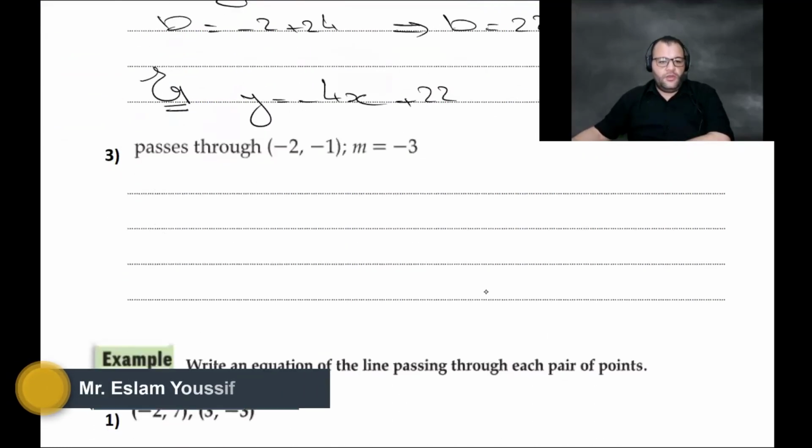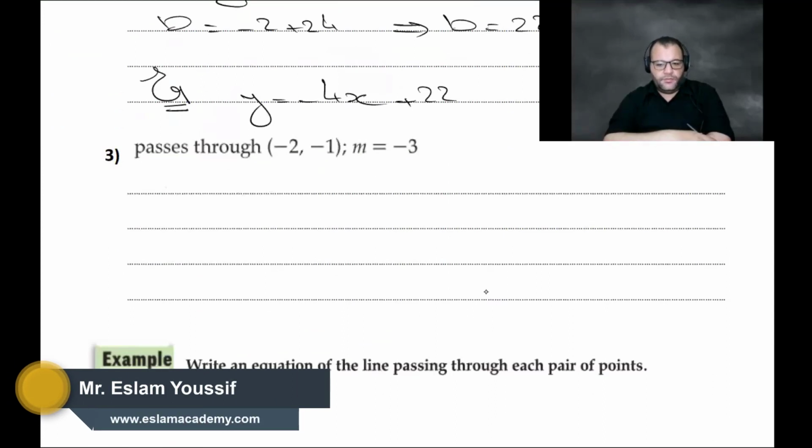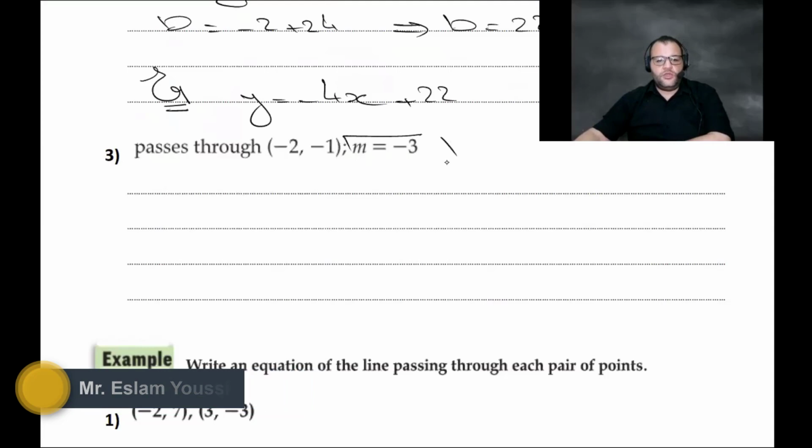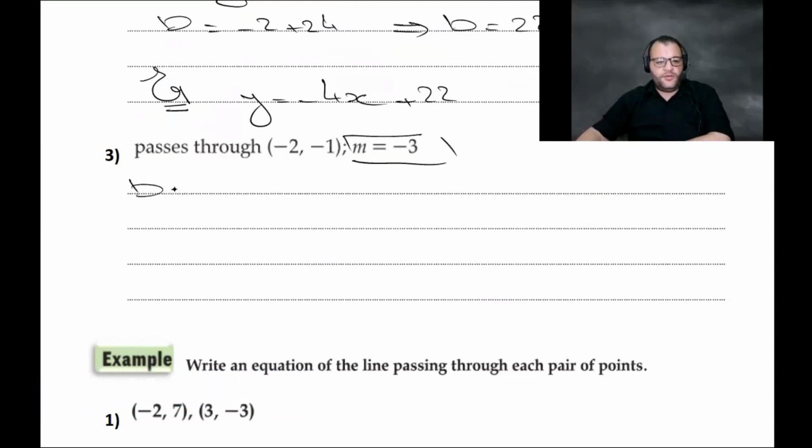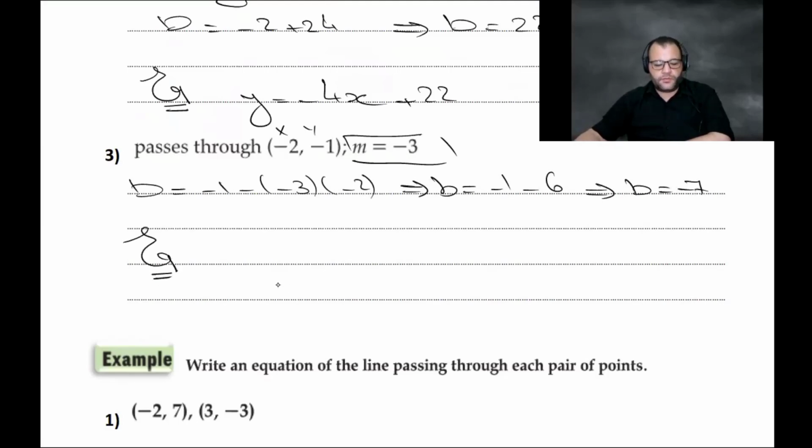Okay. For number 3, we know that the slope equals -3, so we need to find b. So b equals -1 minus -3 times -2. That's x and that's y. So b equals -1 minus 6, so b equals -7. So the equation now will be y equals -3x minus 7. So that's the equation.